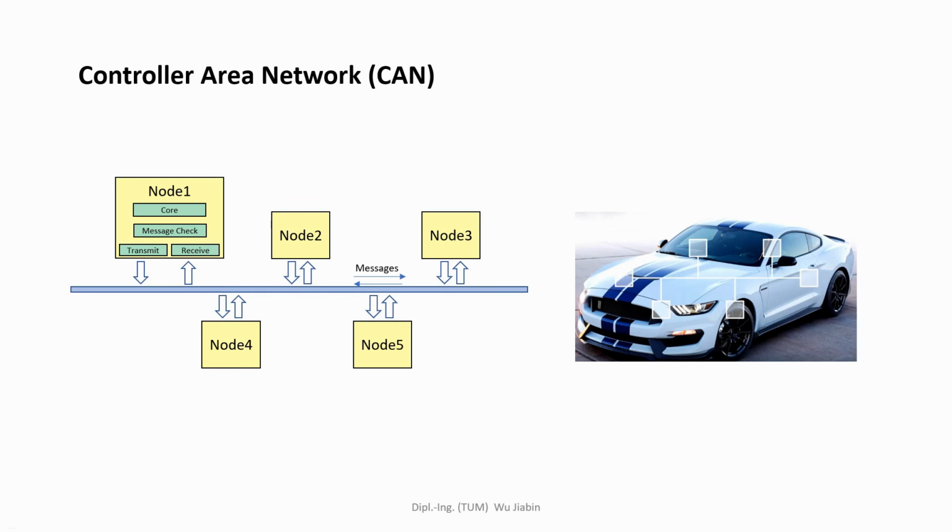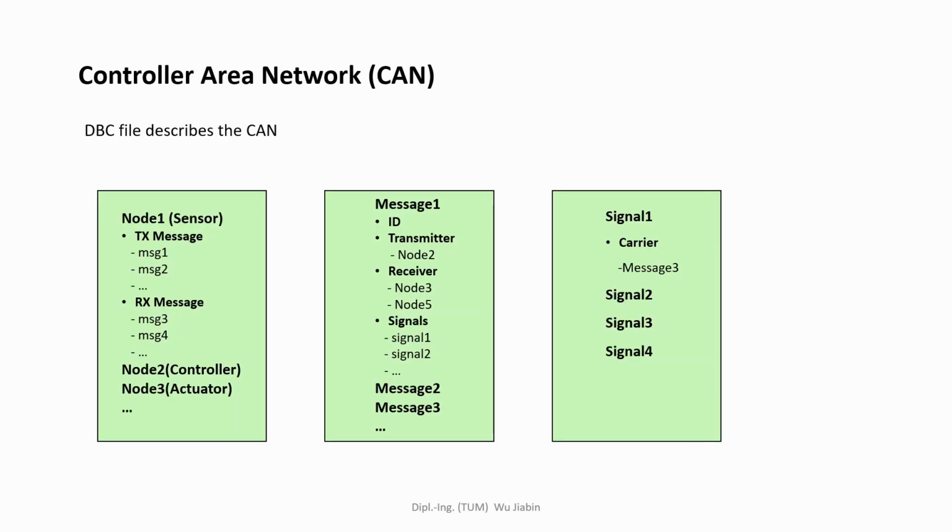In order to create a CAN communication network, you need to configure it in the first place. For example, how many nodes you need, how many messages, how many signals in the message, and what are those signals? The configuration is stored in a database, the so-called DBC file. In our case, ADB, the first node, the sensor, needs to send message 1 and 2, and needs to receive message 3 and message 4.